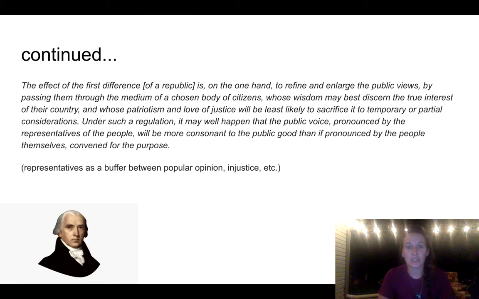Under such a regulation, it may well happen that the public voice, pronounced by the representatives of the people, will be more consonant to the public good than if pronounced by themselves convened for the purpose, so that these representatives would be a buffer between popular opinion and justice. Like, these representatives would be like, I know they voted me, but I still have to do what is right here. Okay, and that's been a thing over time in our country.